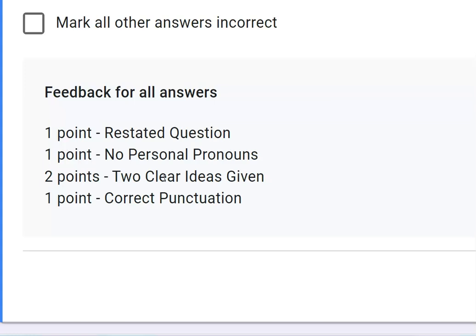And finally, I'm going to be looking for correct punctuation. Please make sure you start your sentences with a capital letter. Please make sure they end with a period. If I don't see those things, I am going to have to take some points.